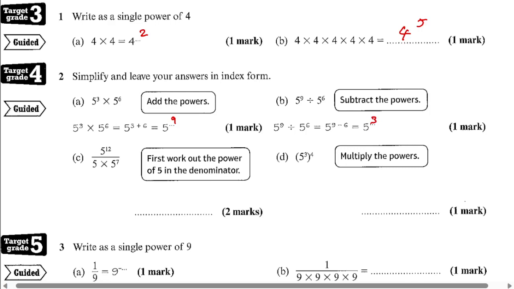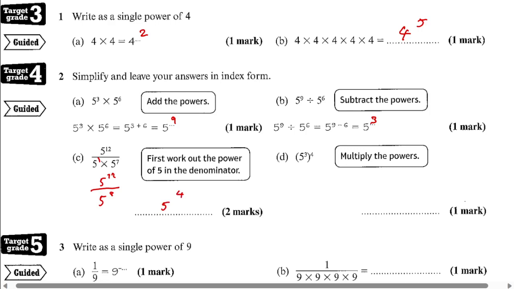Okay, so for part C, this time we've got 5 to the power 12 divided by 5 times by 5 to the power 7. So I would start by, as it says, first work out the power of 5 in the denominator. So we simplify as we go. So I'm going to leave that 5 to the power 12 on the numerator as it is, and then I'm going to do that as a 1, so when I add the powers I would get 5 to the power 8, and then I subtract the powers because they're divided, so it becomes 5 to the power 12 minus 8 would be 4.